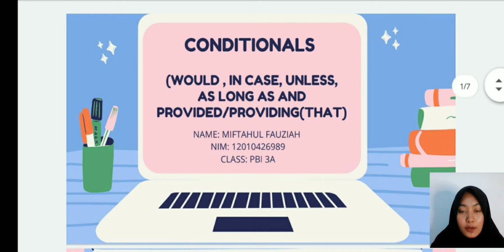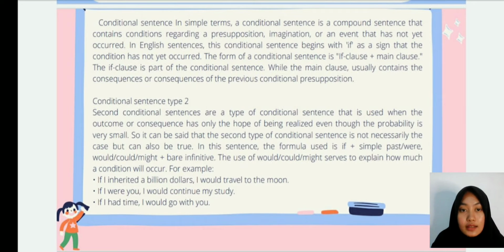I will explain about conditionals: in case, unless, as long as, and provided or providing that. A conditional sentence is a compound sentence that contains conditions regarding a presupposition, imagination, or an event that has not yet occurred. In English, this conditional sentence begins with if, which signals that the condition has not yet occurred.